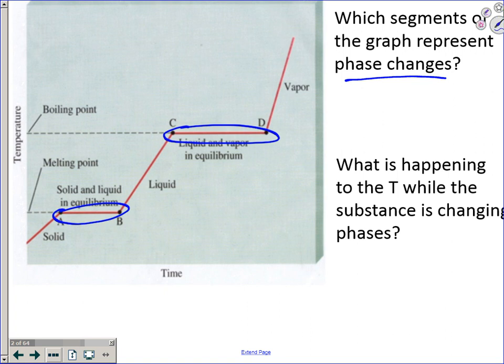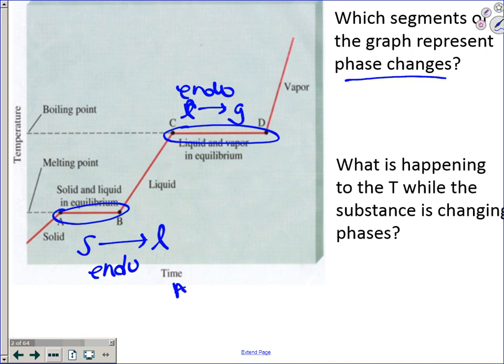But obviously we're melting. We're going from solid to liquid, and we're going from liquid to gas. So what kind of changes are these, endo or exo? Okay, so both of these are endothermic changes because we're adding what? Adding energy. But energy, sometimes this is called heat added, by the way.